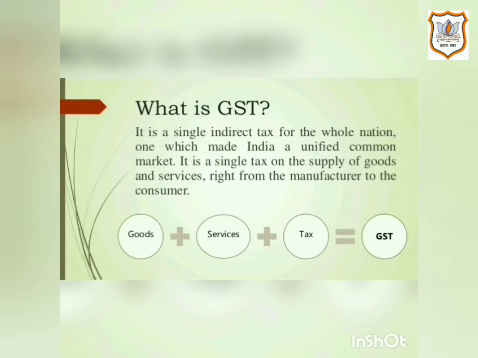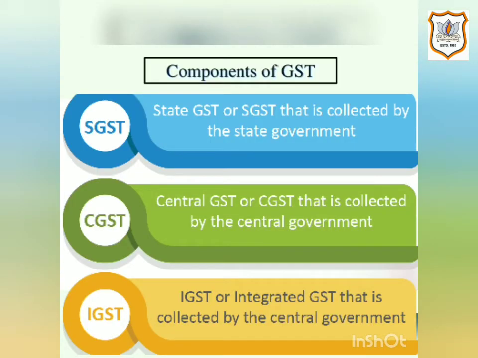It is the biggest indirect tax reform of India. GST is a single tax on the supply of goods and services. It replaces all indirect taxes levied on goods and services by state and central government. Now let us discuss components of GST. As we know, GST is payable by the buyer, that is, the end user. An end user that consumes any goods or services will pay the GST.